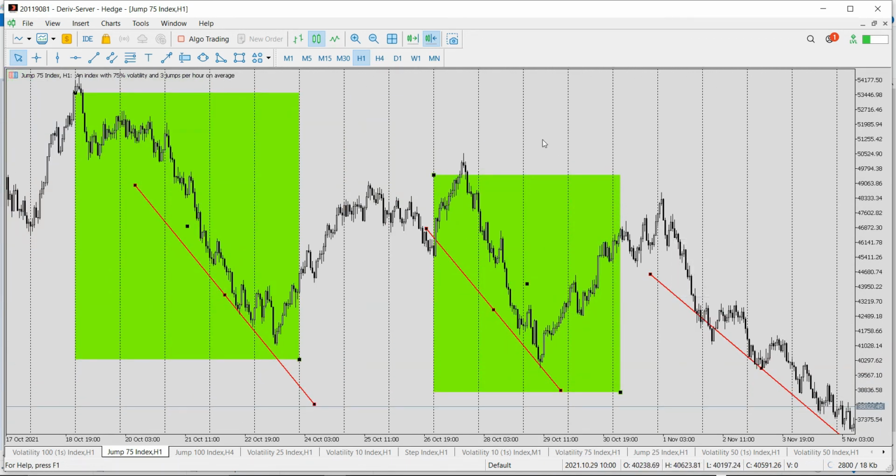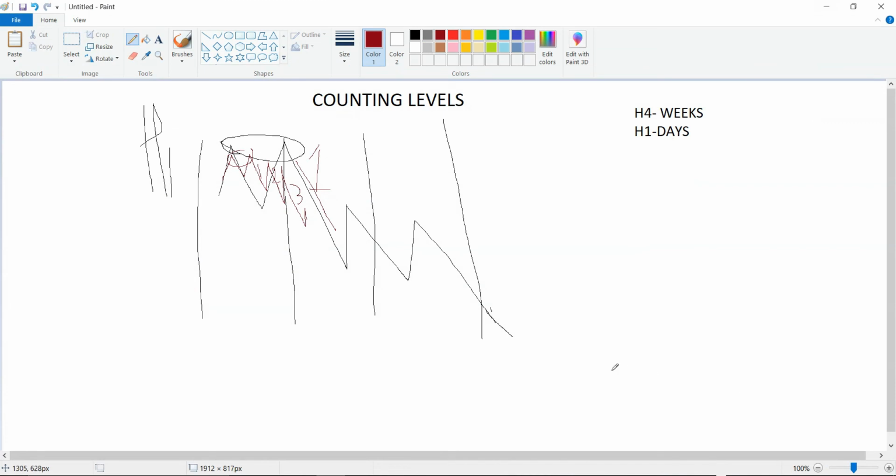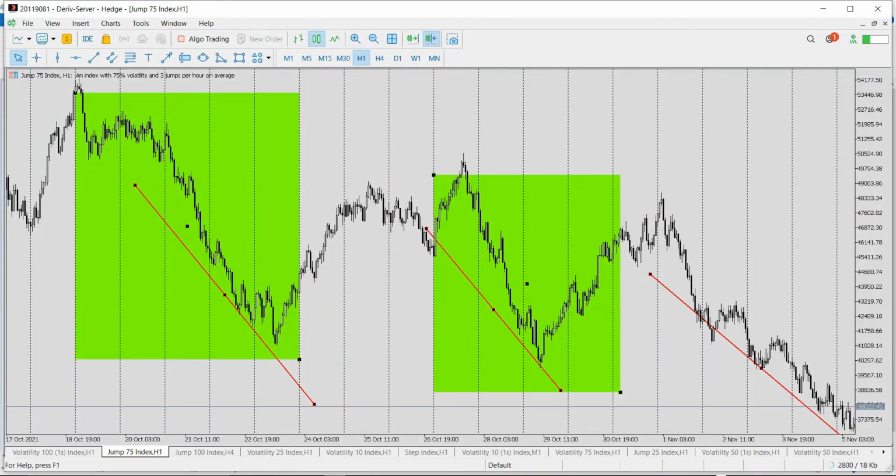So guys, a quick recap. I talked about peak formation in respect to double tops and double bottoms. I also talked about the relationship between H4 and H1.